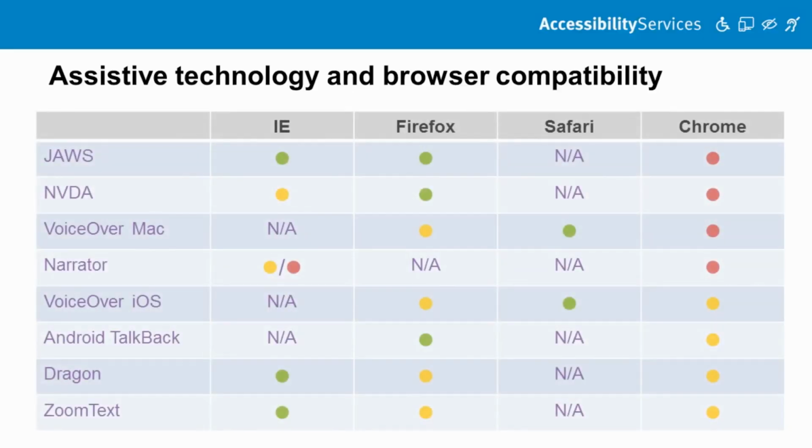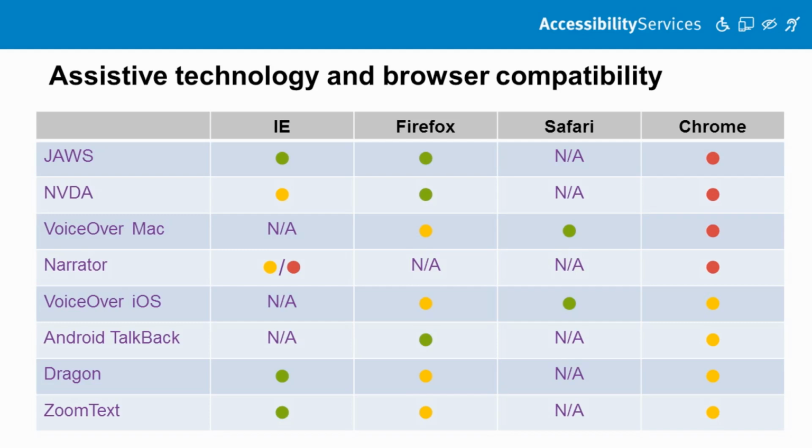Assistive technology and browser compatibility. Along with the limitations of the actual assistive technology itself, the compatibility with major web browsers is another hurdle that people with disabilities and their advocates have been fighting for a long time. The major browsers in the marketplace today are Internet Explorer, Firefox, Safari, and Chrome.